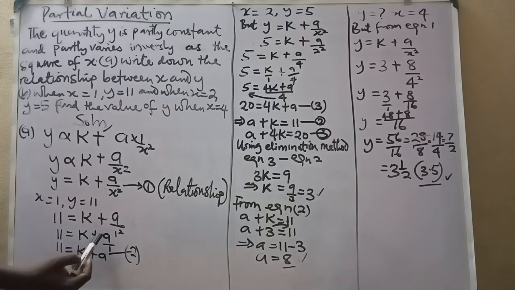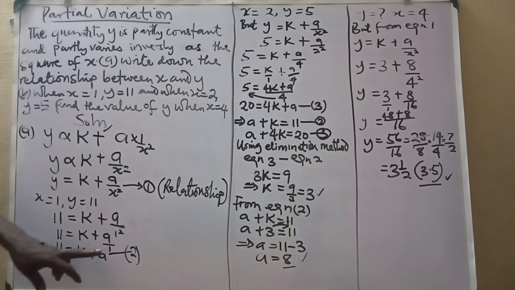So 11 equals the constant k plus a over 1. By the time you use it to find the LCM of a and k, you are going to have this type of equation here. So 1 times k will give you k, and 1 times 11 will give you 11. That is why we arrive at it: 11 is equal to k plus a. Call this one equation 2.